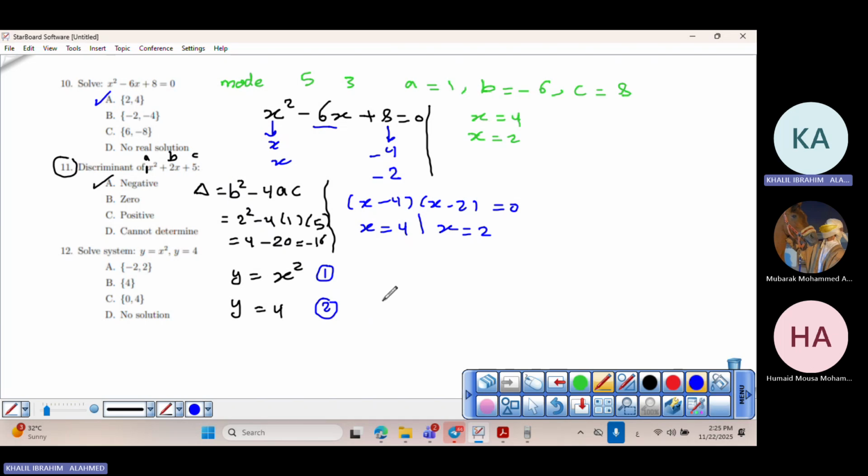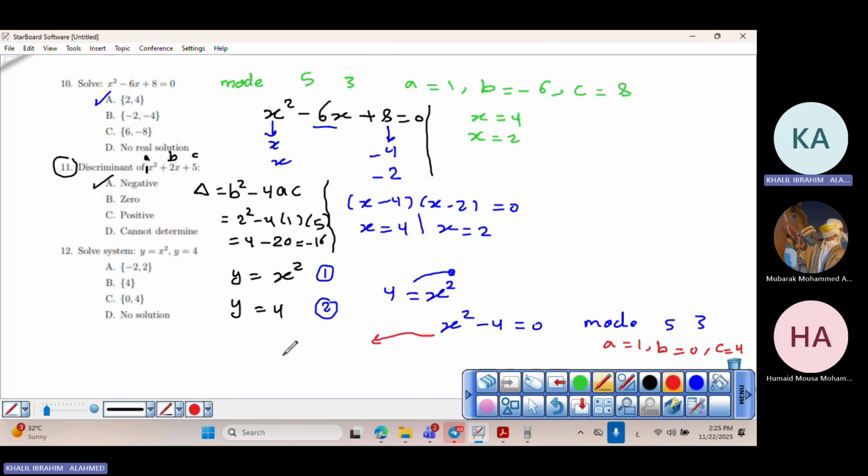Okay, that means 4 equals x squared. That means this is moved to the other side: x squared minus 4 equals 0. You can use the calculator here, Mode 5-3 also. A here equals 1, b equals 0 because we don't have x here in this equation, and c equals 4.